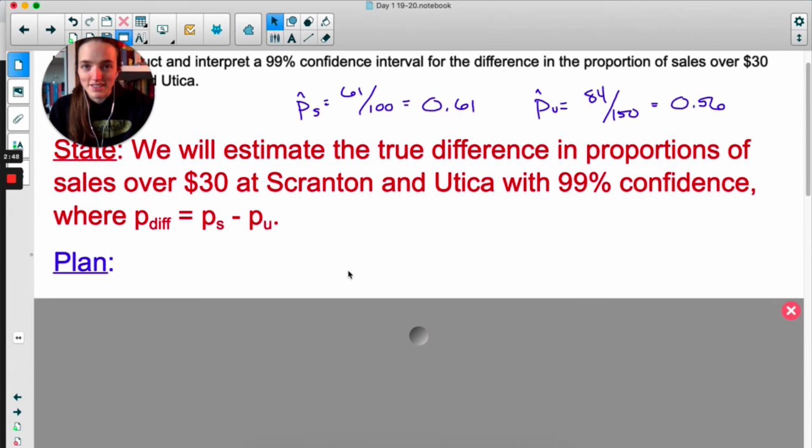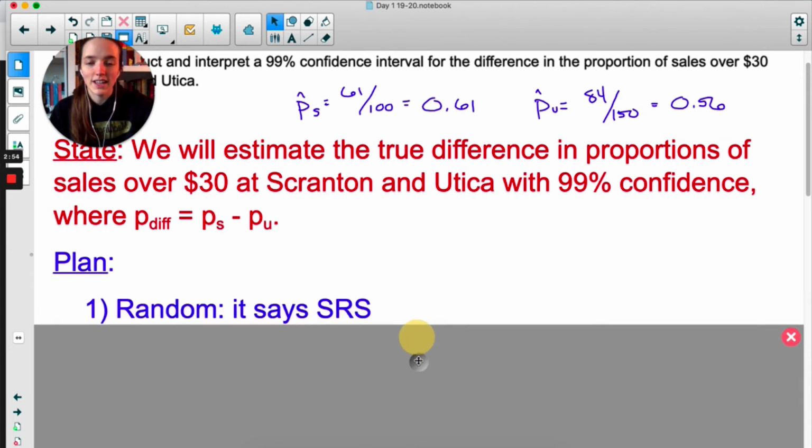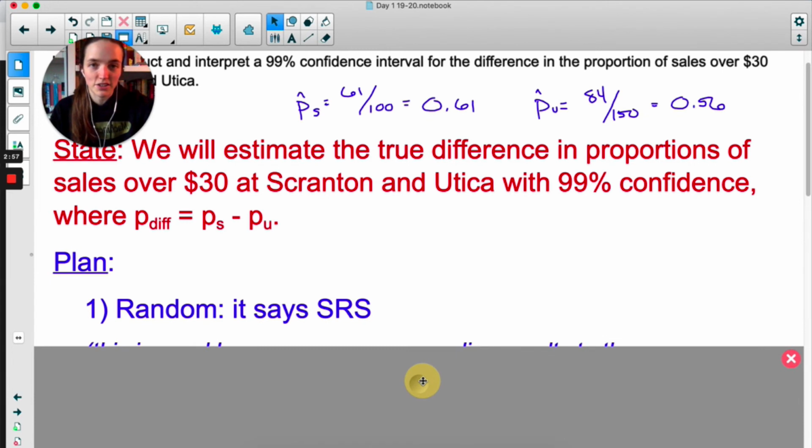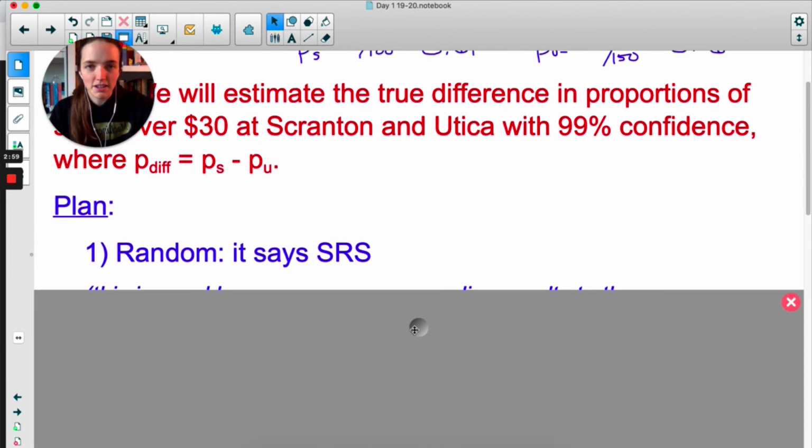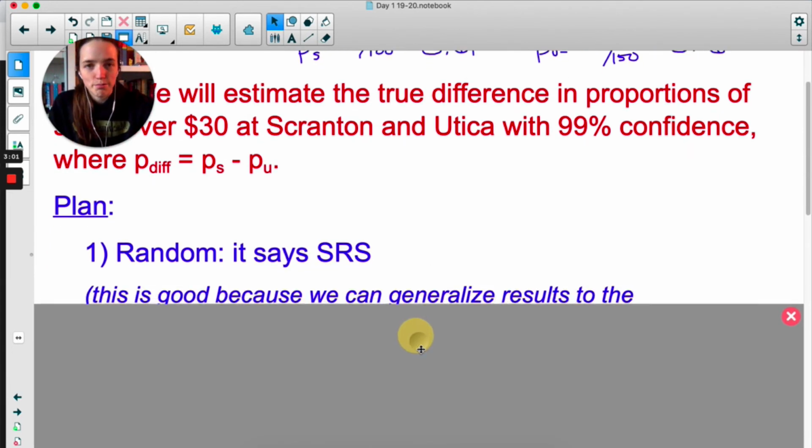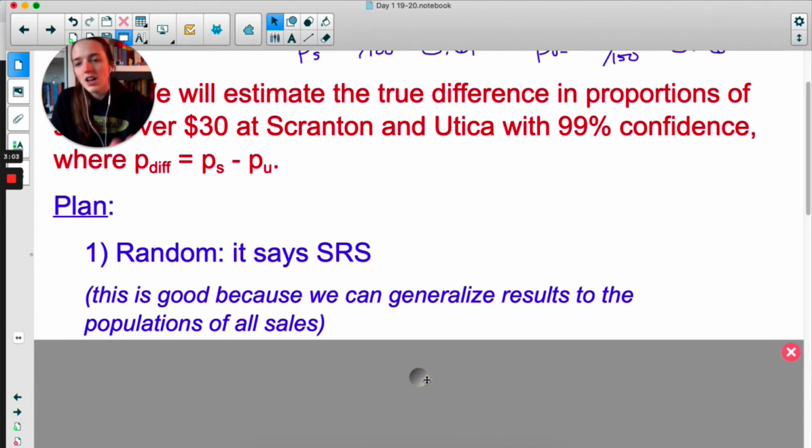Next, we have our plan step, and the conditions are the same as always, so it's very straightforward. First of all, we need to have random samples, and it did say that he was taking SRSs. This is not required that you write, but just so that we can chat about it. This is good. If you have an SRS, you can generalize your results to the population of all sales. So that's why the SRS is really important.